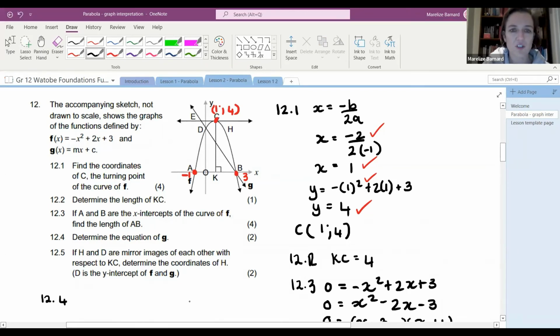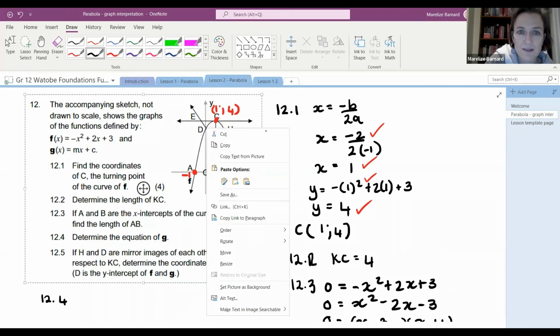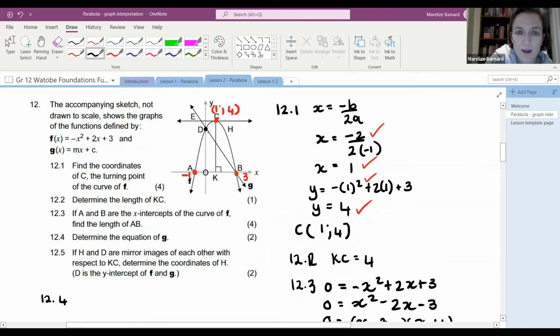The equation of G. Now remember, this is the same y-intercept as the parabola: 0 and 3. If you are done with 12.4, please feel free to go on to 12.5. Again, a nice question about mirror images.